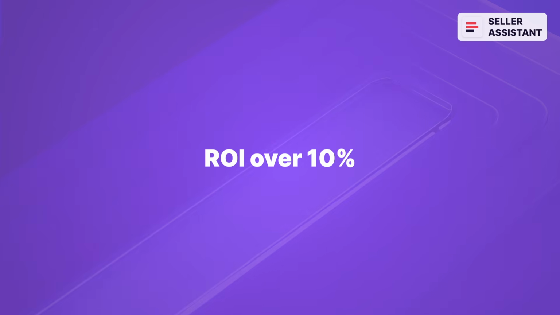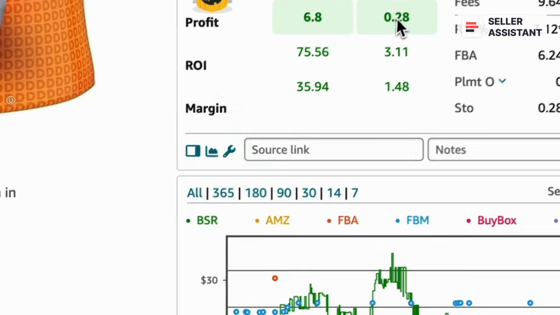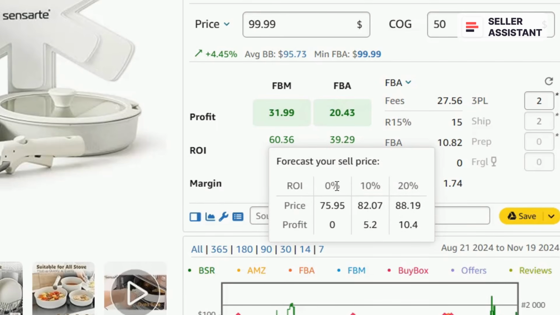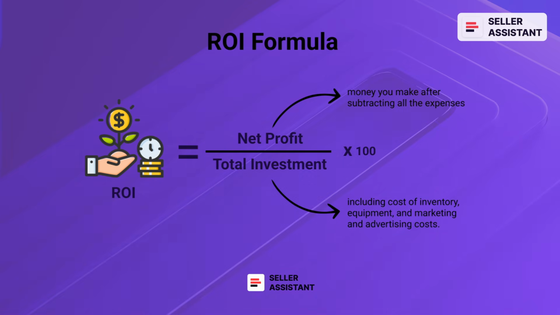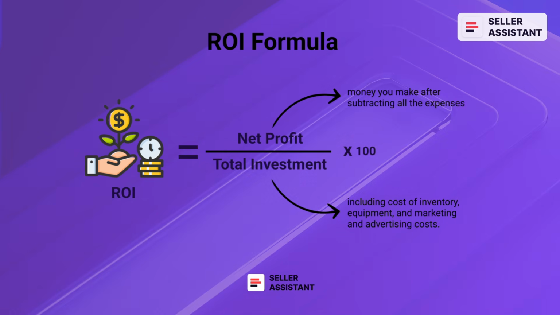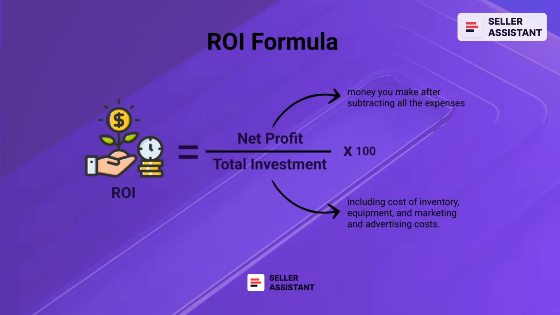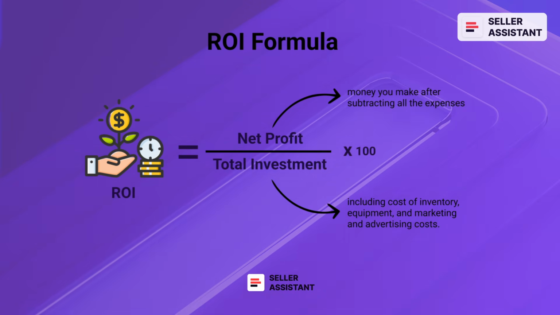ROI over 10%. Return on investment shows how profitable your Amazon business is. Typically, anything above 10% is considered a good ROI for your Amazon business. If your ROI is more than 10%, the product is okay to sell. To calculate ROI, you must divide net profit by total investment. In this formula, net profit is the amount of money you make after all expenses have been paid, including the cost of goods sold, marketing and advertising costs, and operating expenses. Total investment is the total amount of money you have invested in your business, including the cost of inventory, equipment, and marketing and advertising costs.